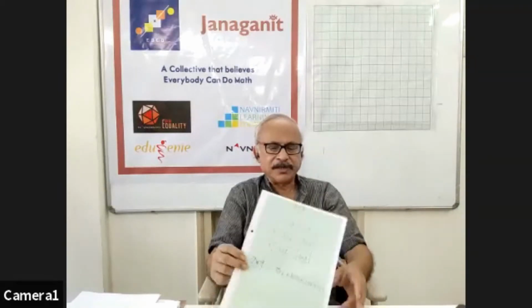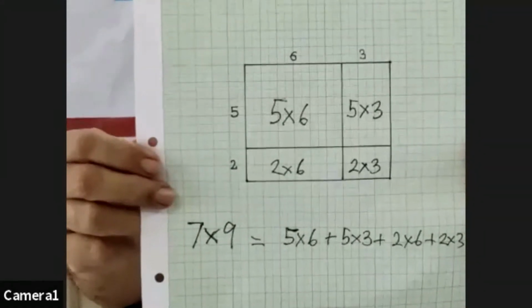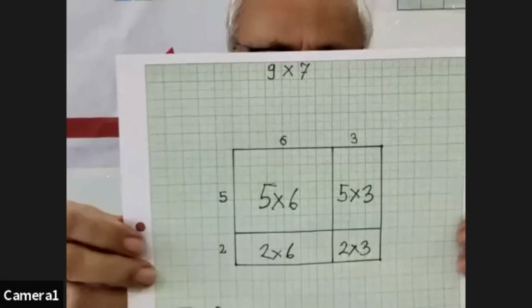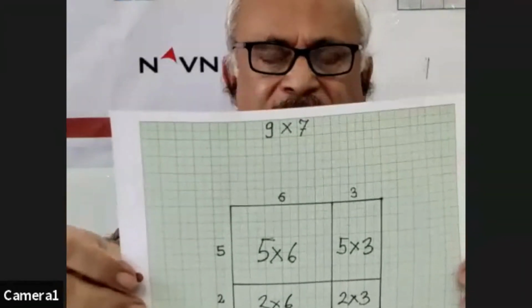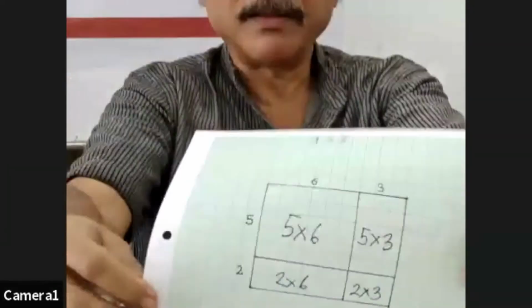So, Jyanjyoti, can you tell me what are the 4 parts? What have you written? Tell me on the mic. 7 into 9 is equal to 2 into 6 plus 5 into 3 plus 5 into 6 plus 2 into 3. Correct. And Nandita has written also something similar. 7 into 9 is equal to 5 into 6 plus 5 into 3 plus 2 into 6 plus 2 into 3.